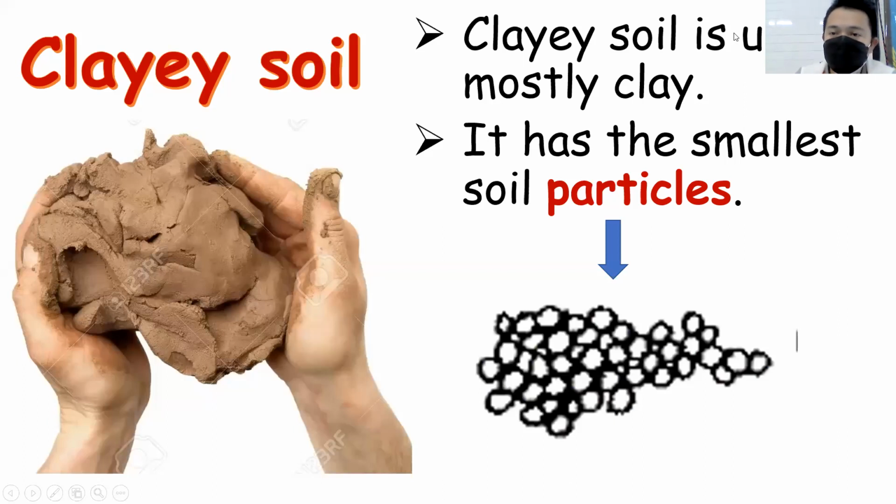Next is what? How do you call this one? Clayey soil. What do you mean by clayey soil? Clay soil is made up of mostly clay. It has the smallest soil particles. So this is the opposite of sandy soil. Sandy soil has the largest particles. Largest means huge, big, very big. While clayey soil, when it comes to particles, is the smallest.